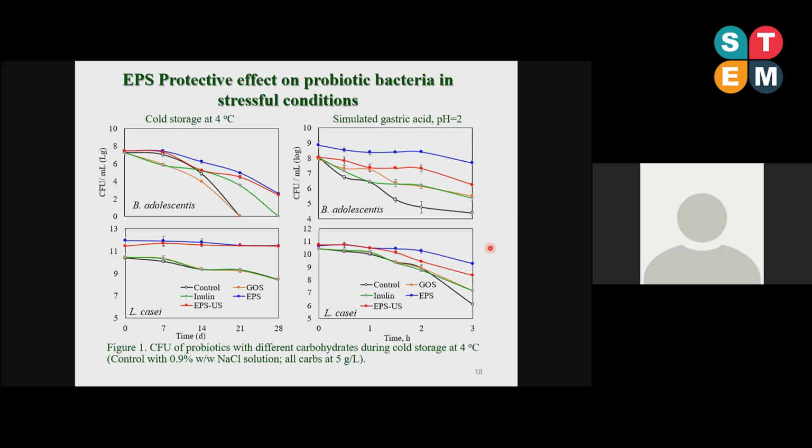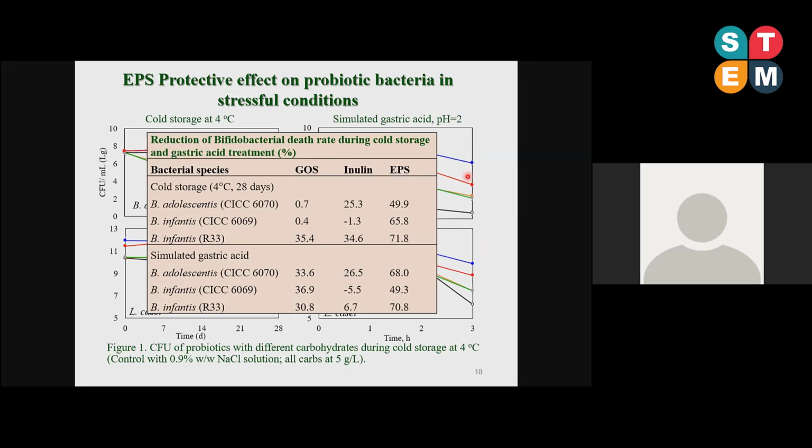bacteria, under stressful conditions. So in this one we estimated the reduction of the death rate during cold storage and gastric acid treatment. You can see that with the EPS, the death rate can be reduced by 50 to 70%. So this is a significant effect. Other than inulin, which is also regarded as a well-known prebiotic, GOS is also a prebiotic, but their effects are much weaker or smaller.